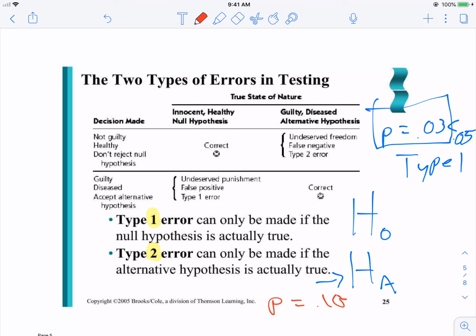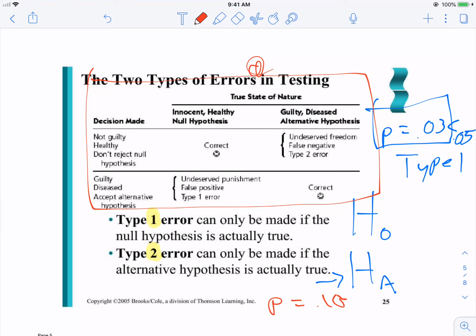Okay, so let's look back at this chart right here now. On the left column, it has the decision, both in the courtroom analogy, the medical test, healthy and diseased, and in a statistical sense: do not reject the null hypothesis, or you accept the alternative hypothesis. And then on the right here, we have the true nature of what happened. And now, again, this is usually unbeknownst to you. That's why you're performing this test.